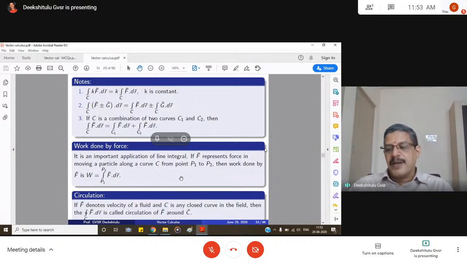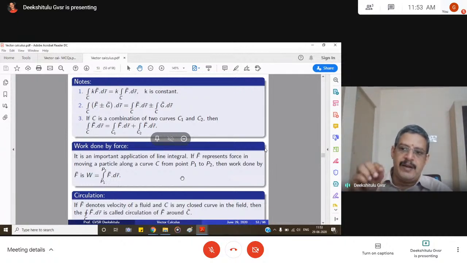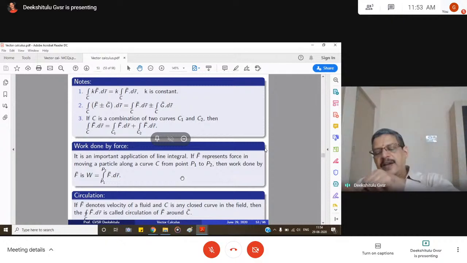Then one important application of line integrals is work done by a force. We know from basic physics that if F is the force, F dot dr gives the work done. It is the same thing when moving a particle from P1 to P2. If I apply a force F bar on a particle, say I have a particle here at P1, I apply some force here to move this particle from this place to this place. So F bar is given, P1 is given, P2 is given.